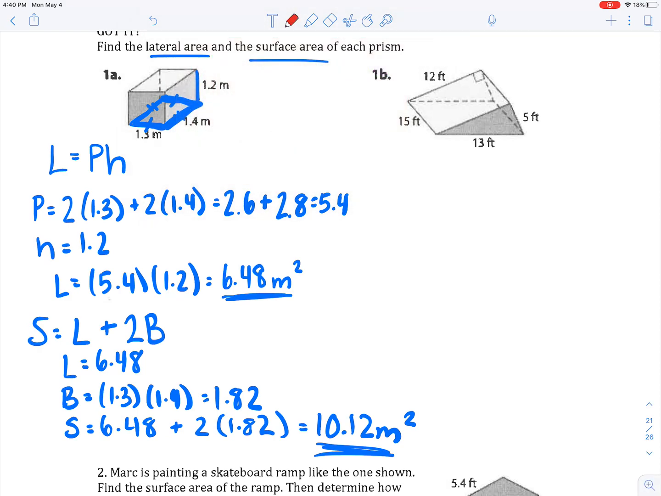These ones I think are a little bit easier. The base here is a triangle. So my lateral area is the perimeter of the base times the height. Let's look at all the sides of the triangle. Well, I see 12, 5, and 13. So I'll add those together to find the perimeter of the base.